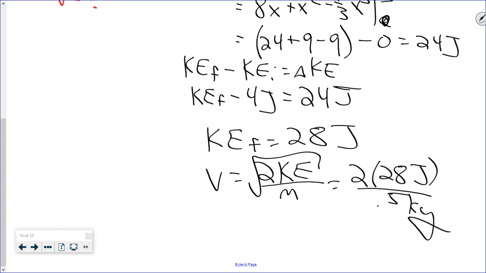The mouse's mass is 0.5 kilograms. Don't forget your square root. And you get about 10.6 meters a second. Okay?